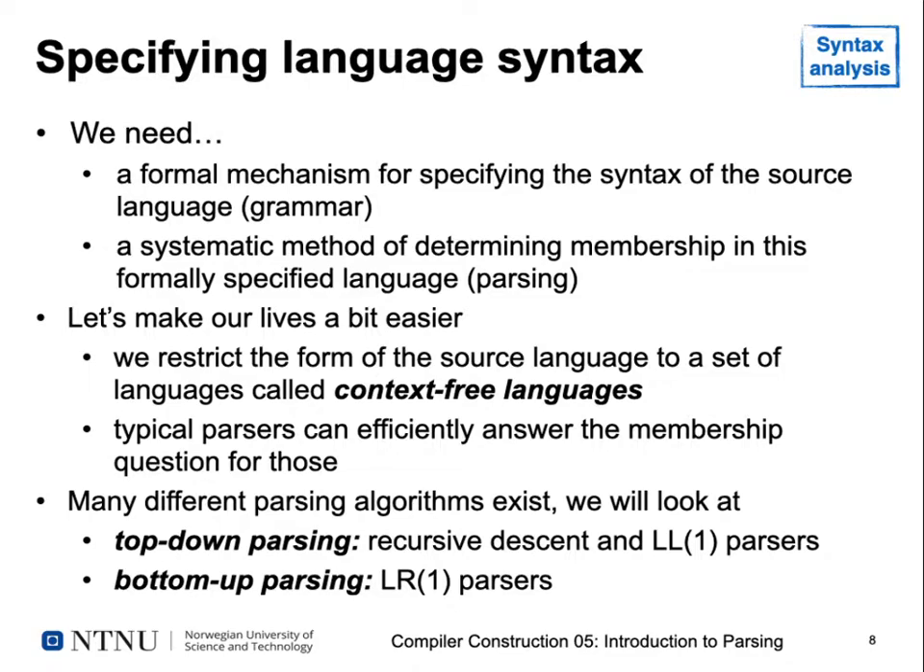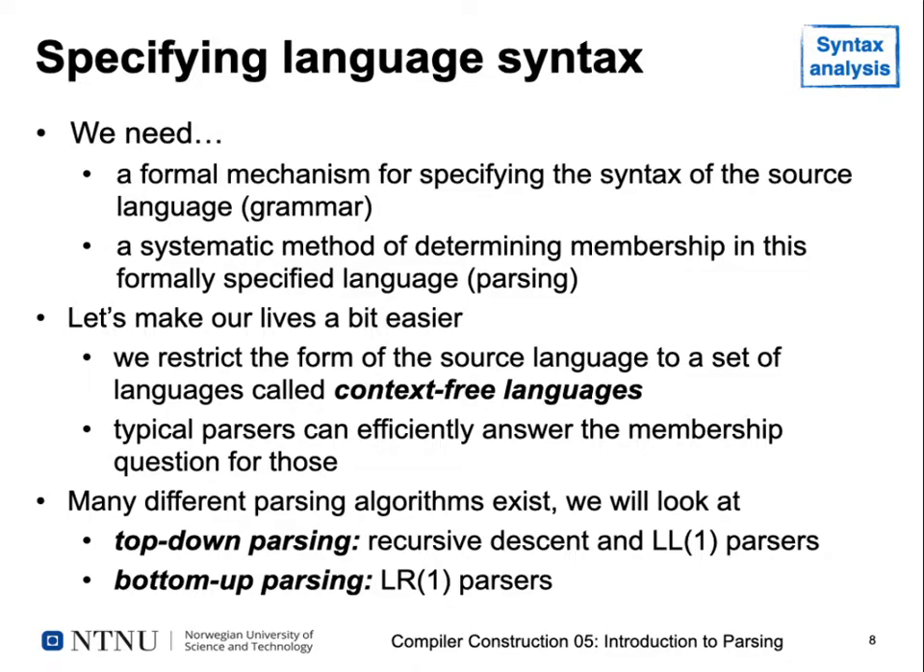And this is parsing. So let's make our life a bit easier for now. First, we want to restrict the form of the source language to a set of languages we call context-free languages. For context-free languages, typical parsers can very efficiently answer the question if some given input is a valid word or sequence in this language, so if a grammar can derive this given input, or if there is some mistake in it.